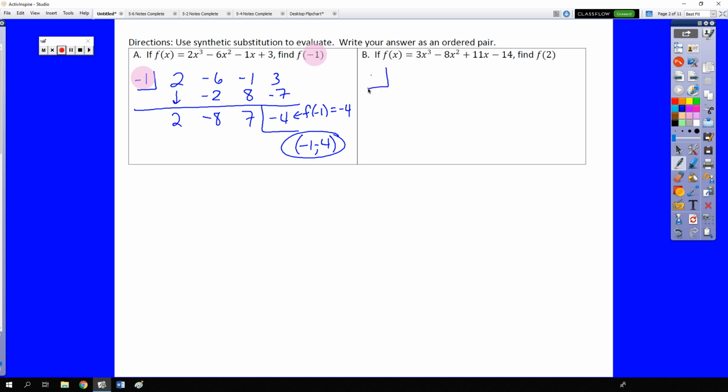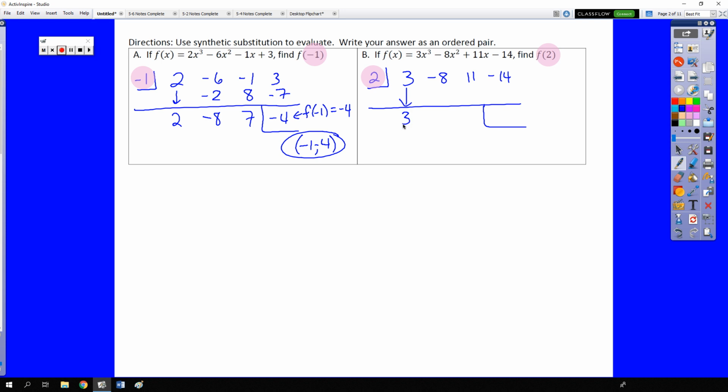On the next one, we put 2 in the box. Again, we take the number that we're being asked to evaluate at, and that goes in the box. Outside the box, we put our coefficients: 3, -8, 11, -14. Leave one line of space and box off that last column.